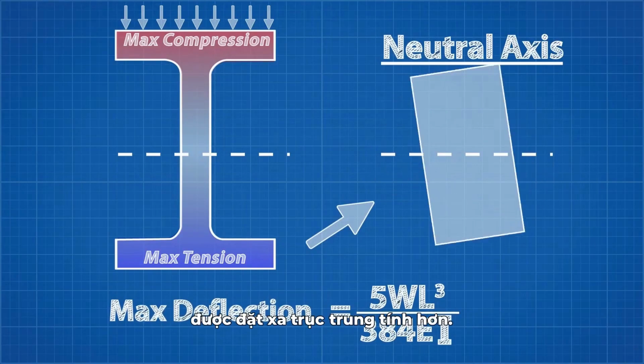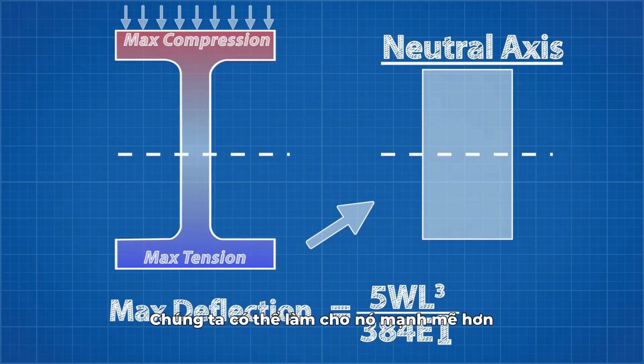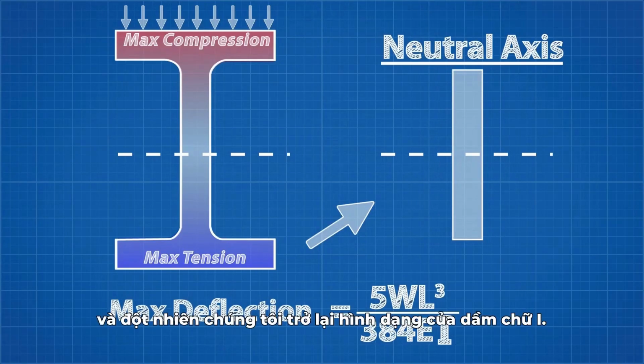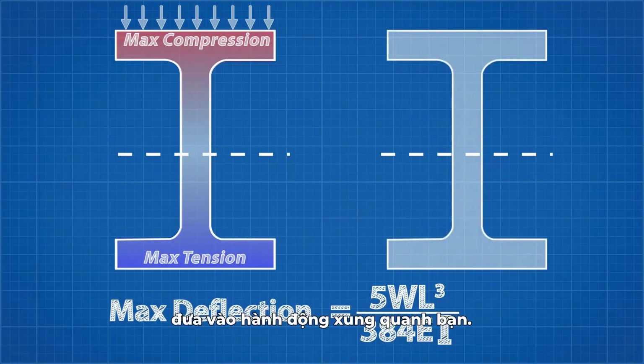So if we place this section under the same bending load, it would actually be stronger if we flipped it over 90 degrees, because now more material is located further from the neutral axis. We could make it even stronger again by reducing this thickness to a minimum, just enough to resist the shear stress, and placing that material at the top, and suddenly we're back to the I-beam shape.